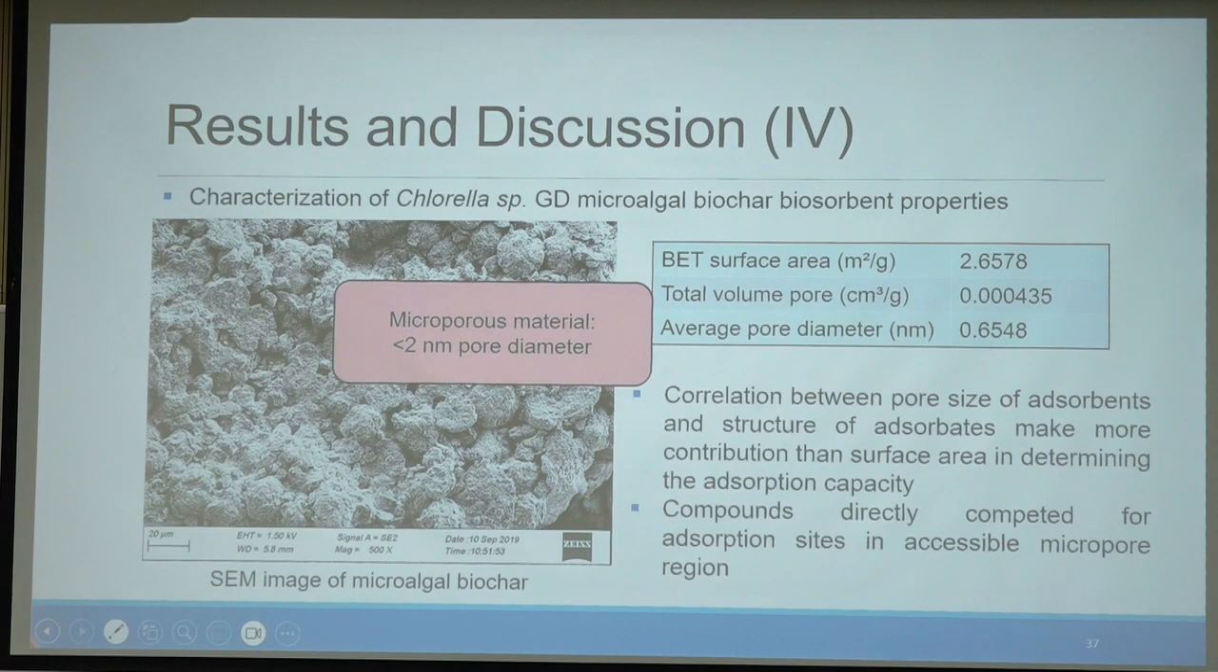Then another second part is what? This is the SEM study with 500 times magnification. We found that the biochar produced is a microporous material, with a pore diameter of less than 2 nanometers. The BET surface area is around 2.65 square meters per gram, which makes it suitable to be used as a bioabsorbent. So that's why.